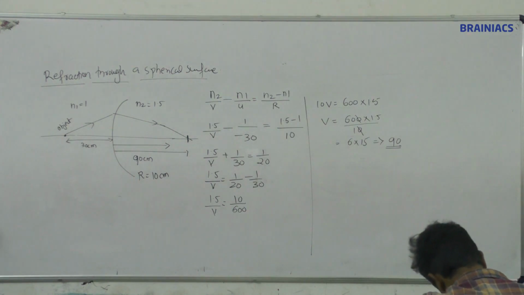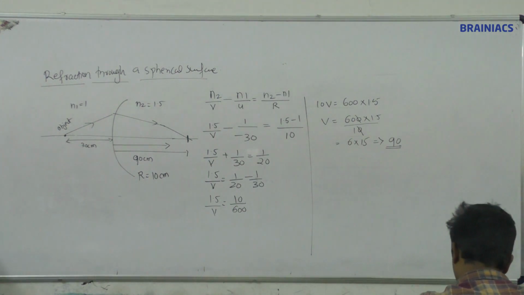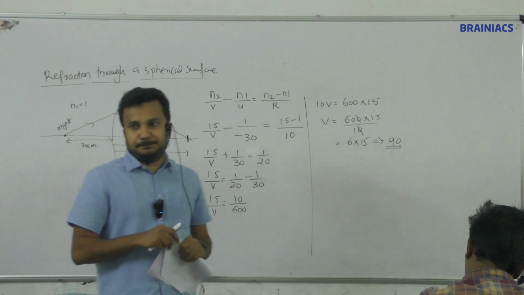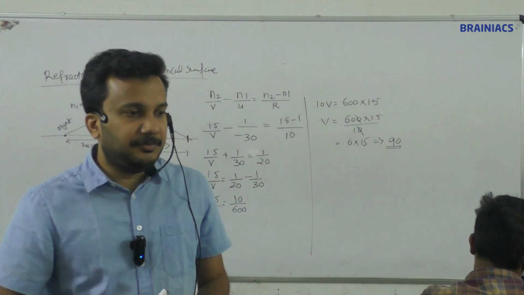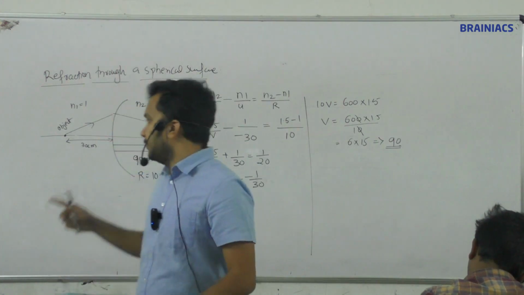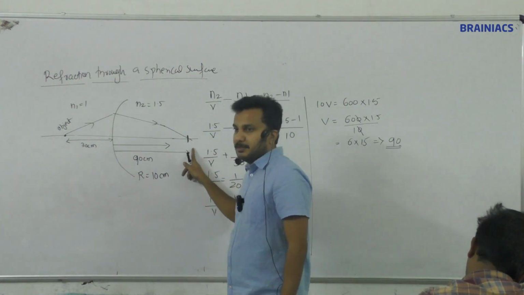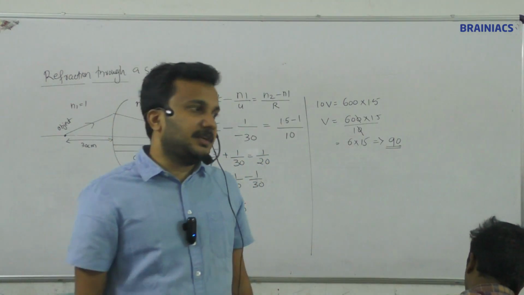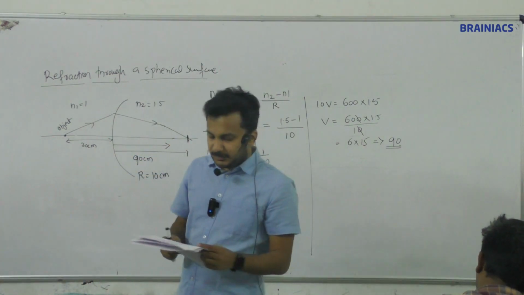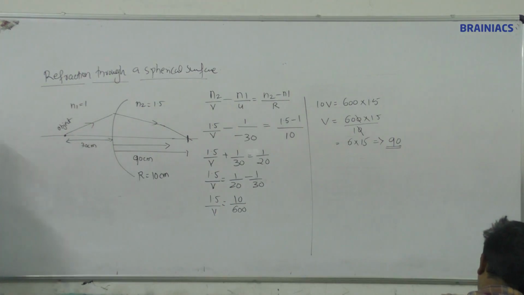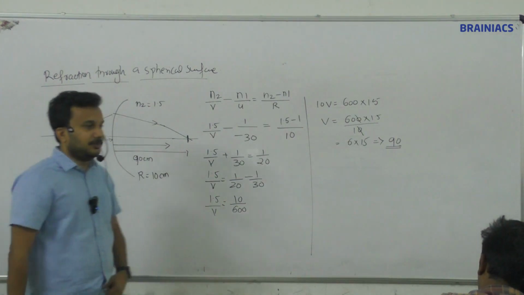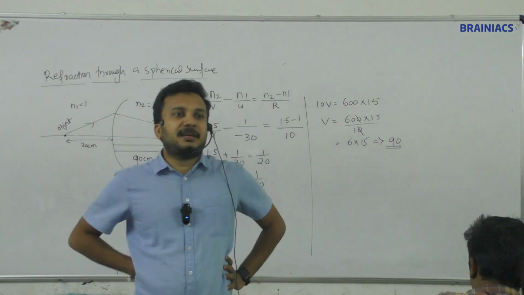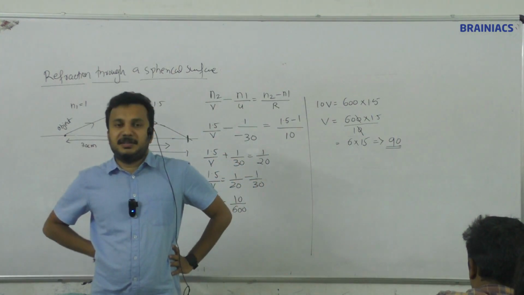If u and v have opposite sign, the image is a real image. This is another way of identifying. If u and v are of opposite sign, it's a real image. If u and v have the same sign, then it's a virtual image. This is a shortcut to remember that.